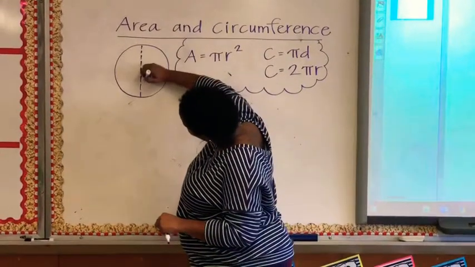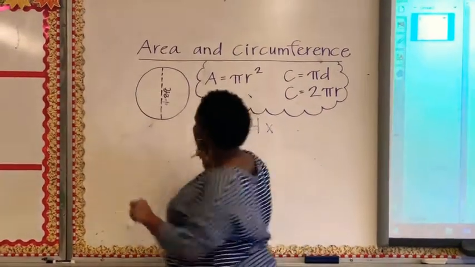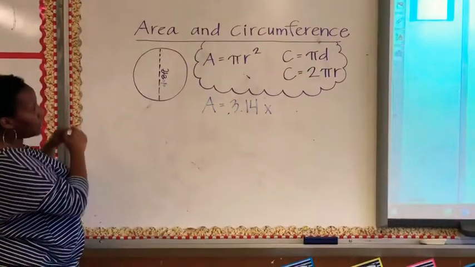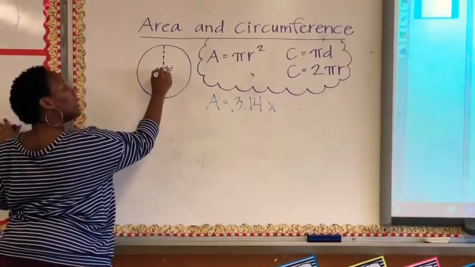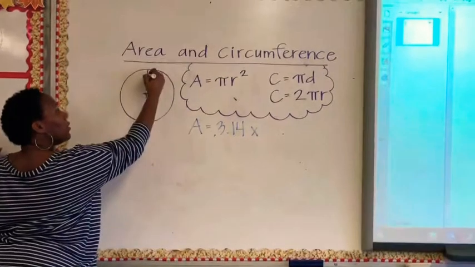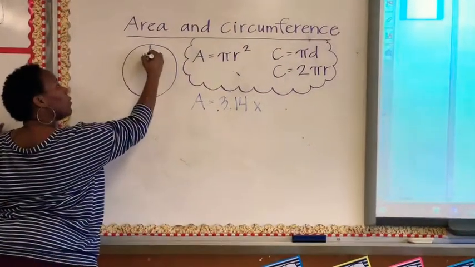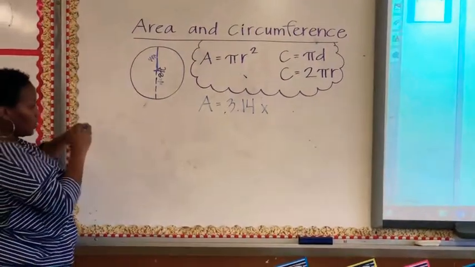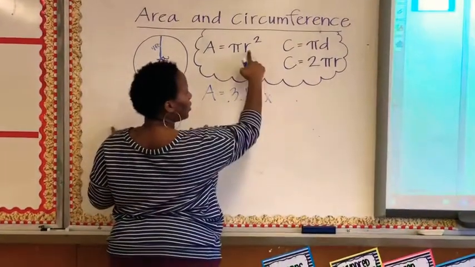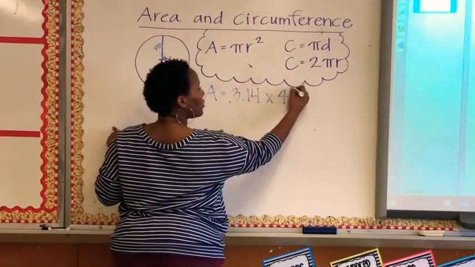Well, this right here is our diameter, which is 8 feet. So if our diameter is 8 feet, then our radius has to be half of that, which would be 4 feet, okay? So I'm gonna plug that into my equation, which would be 4 to the second power.